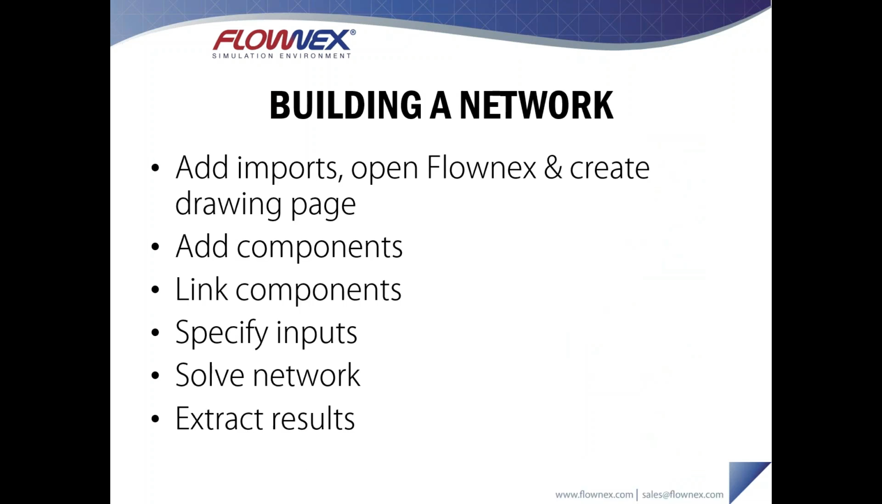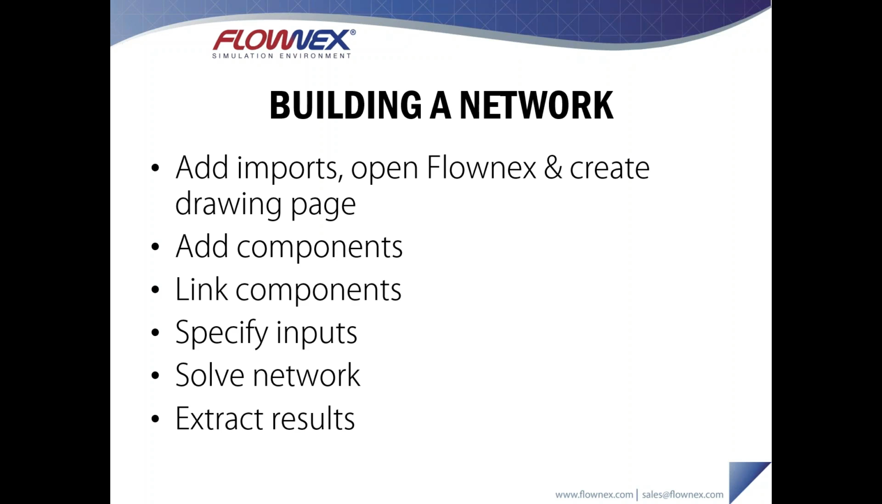Okay, so let's get into this. What I'd like to do today for building a network is to use an open Brayton cycle as an example. So to do this, we're going to build the network procedurally, and the steps that I tend to follow are here on the slide. First, we deal with the imports. These are just any of your Python modules or Python packages that you're going to need for the code. Then we're going to write some basic code to open Flownex and create a drawing page.